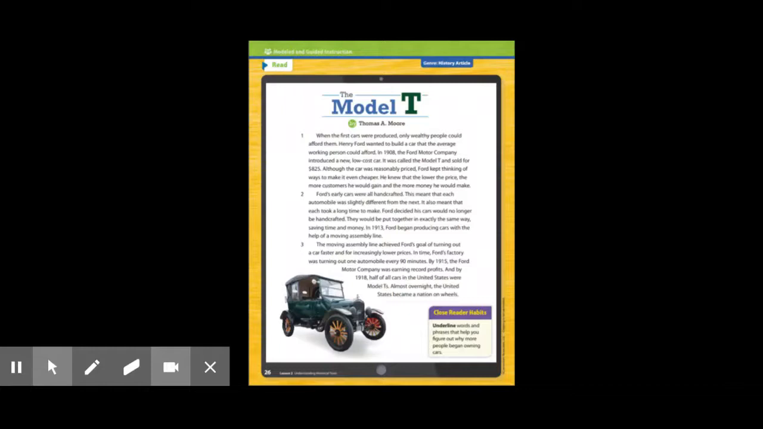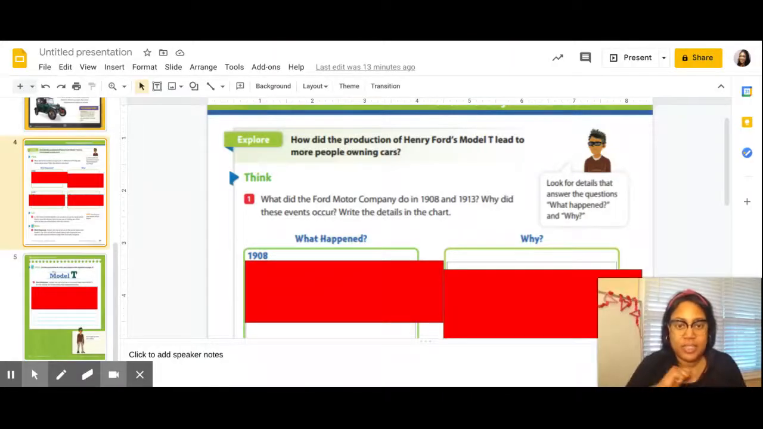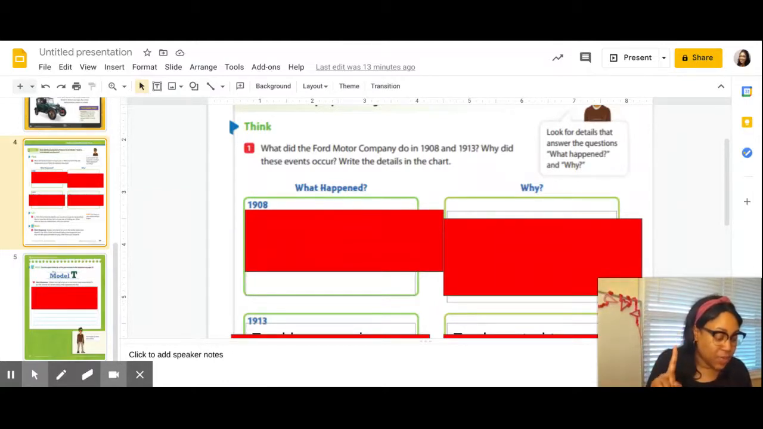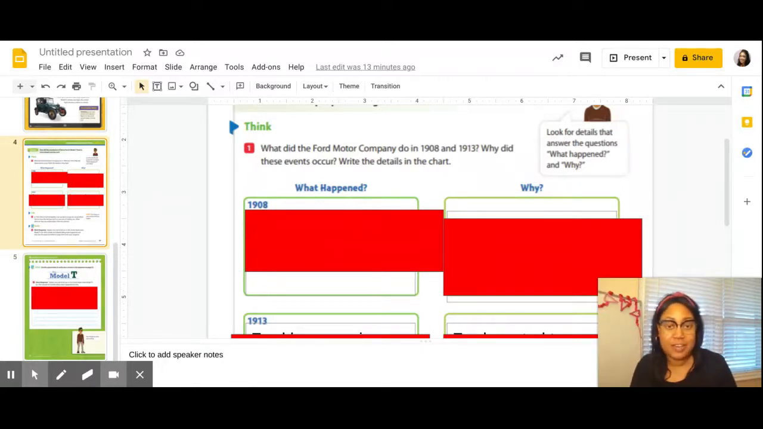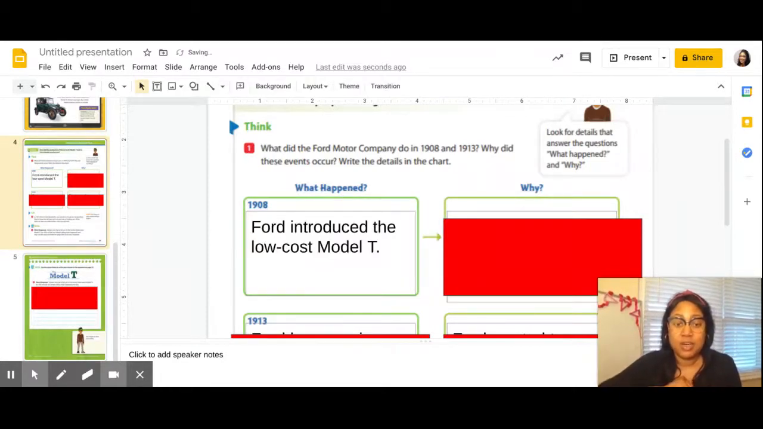Okay, so let's now take a look at page 27. And on page 27, we have a few things that are going to help us get through understanding what happened and why when we're thinking about the Ford Motor Company and what it did from 1908 to 1913. Okay, so what happened in 1908? Well, if you go back to the text in paragraph 1, it says in 1908, the Ford Motor Company introduced a new low-cost car. It was called the Model T and sold for $825. So what happened in 1908? Ford introduced the low-cost Model T.